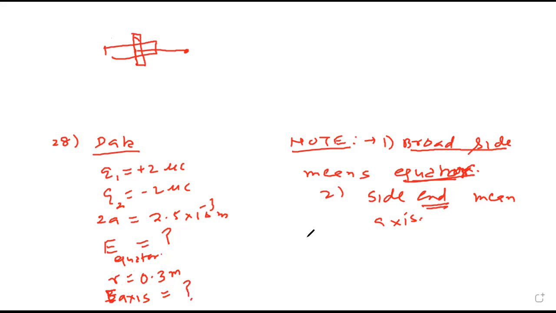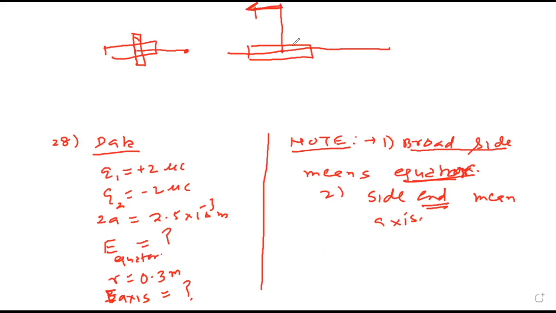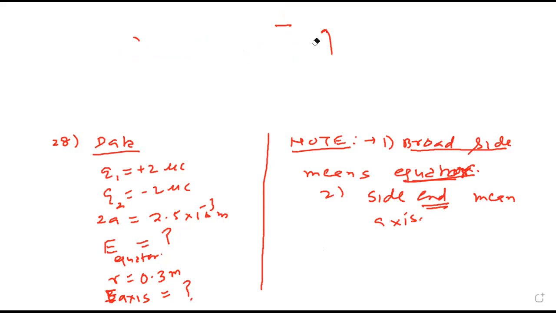Say this is suppose dipole. Broadside means it is lying on the equator. When I turn it by 90, it will come here. Then this point will become what? Axis. So for axis, you need not calculate because equator's double is axis and equator we are already calculating. So in this the only important point is knowing what is broadside and what is side end.